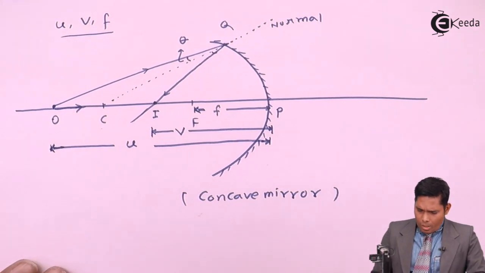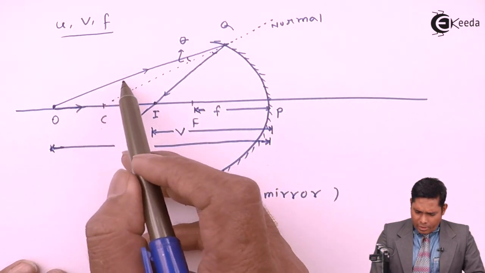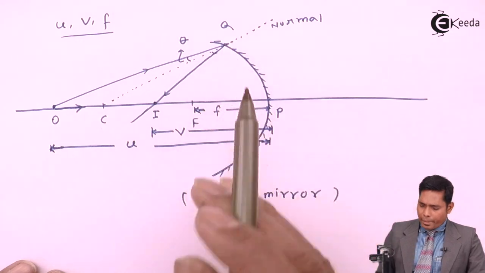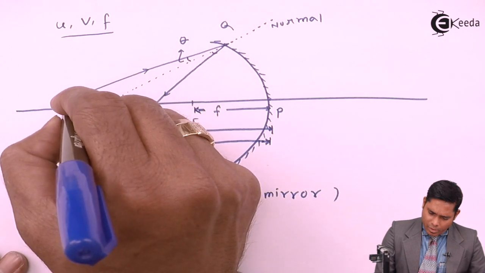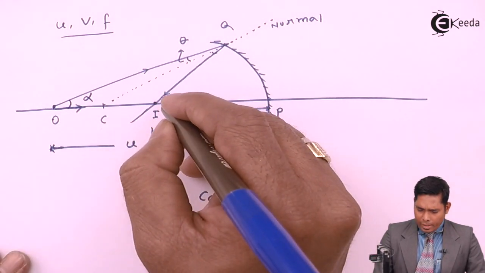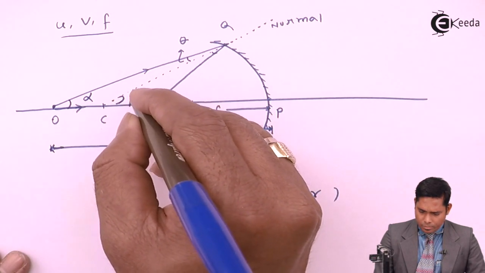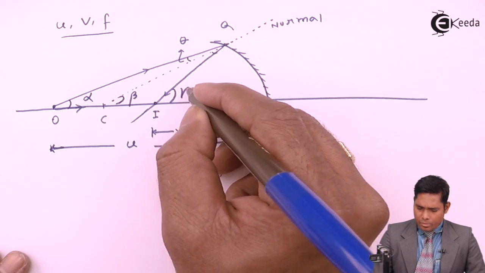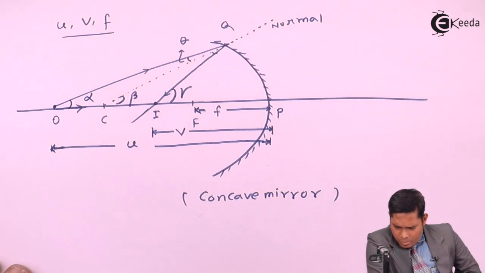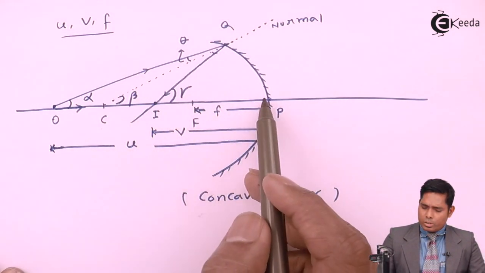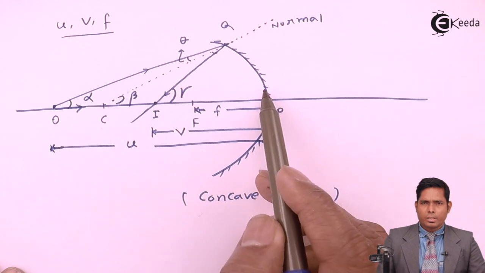Now, let us consider what angle the incident ray, the reflected ray, and the normal make with the principal axis. Suppose that the incident ray makes an angle of alpha, the reflected ray makes an angle of beta, and the normal makes an angle of gamma with the axis. These rays are incident very close to this axis, so this is a magnified version, but this ray is actually striking somewhere here, very close to the axis.